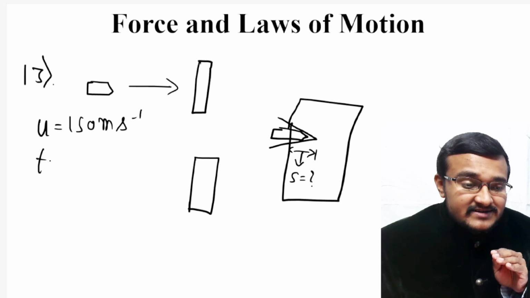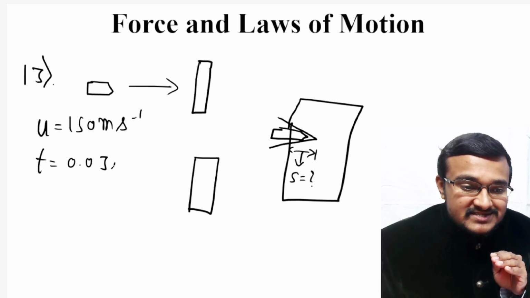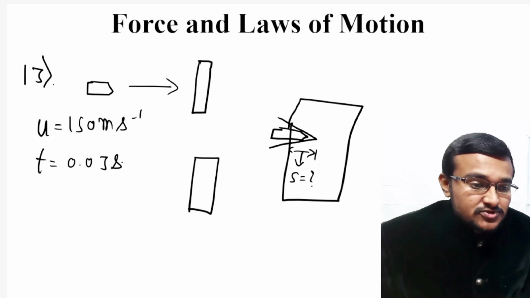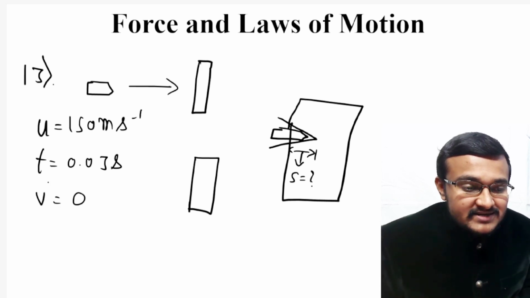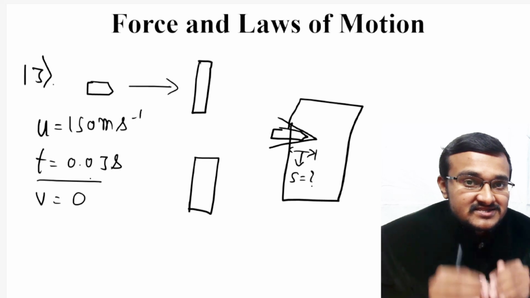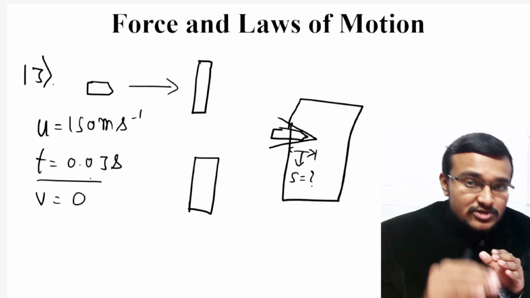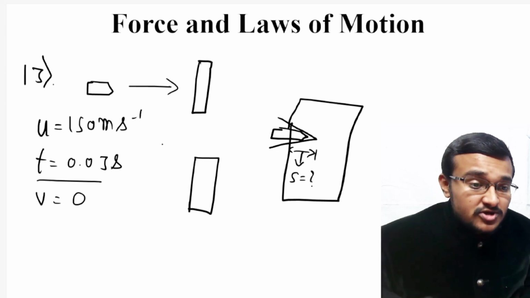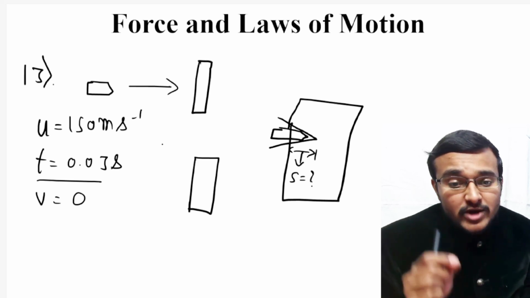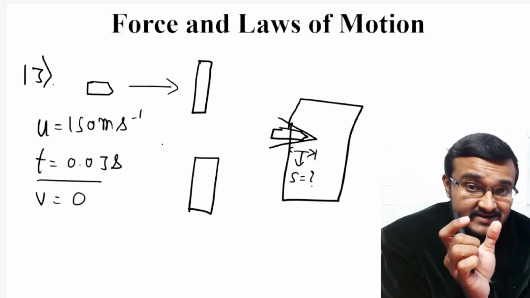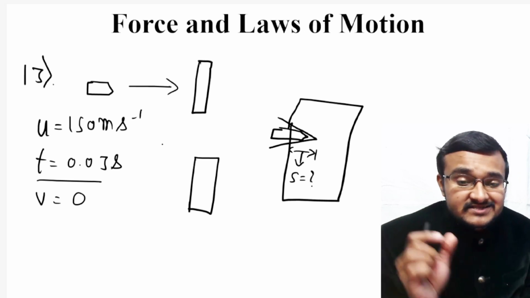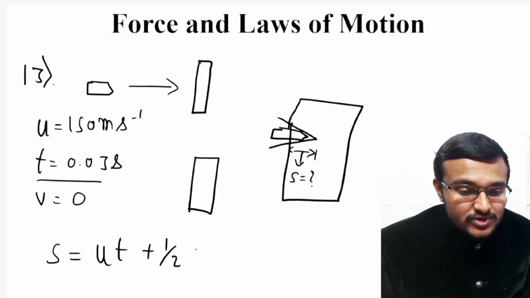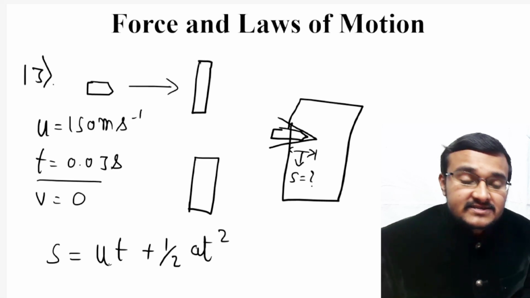After traveling 0.03 seconds inside the wooden block, the bullet comes to rest. That means the final velocity is 0, and the time taken for the bullet to come to rest inside the wooden block is 0.03 seconds. Now using this data, you have to find out the penetration distance inside the wooden block. The second equation is S is equal to ut plus half at square.